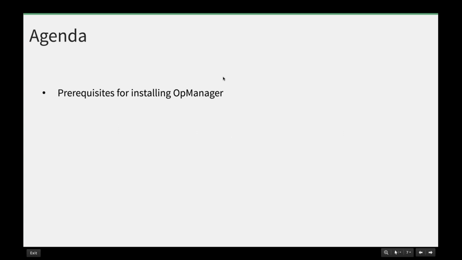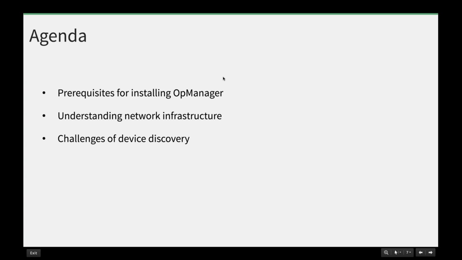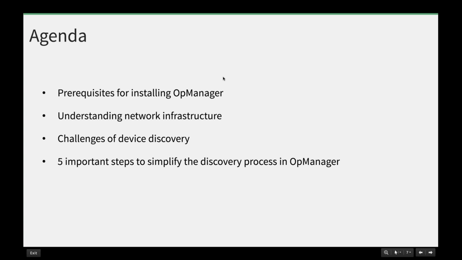Today's agenda would be the prerequisites for installing OpManager. I will be focusing on the essentials for installation and what ports OpManager uses while communicating with the devices. Understanding network infrastructure, we will discuss why we need to understand the network infrastructure for monitoring it, and what challenges are involved in it when discovering the hybrid infrastructure. And third, the challenges faced in the device discovery process. We will discuss the multiple ways of discovering the devices and the challenges involved in it. And then 5 important steps to simplify the discovery process. I will walk you through the techniques and tricks of the discovery process using the OpManager UI, and I will also be using the product UI for the same. And finally, the real life use cases, where I will discuss real life use cases where OpManager played a major role in helping network engineers solve a major problem.